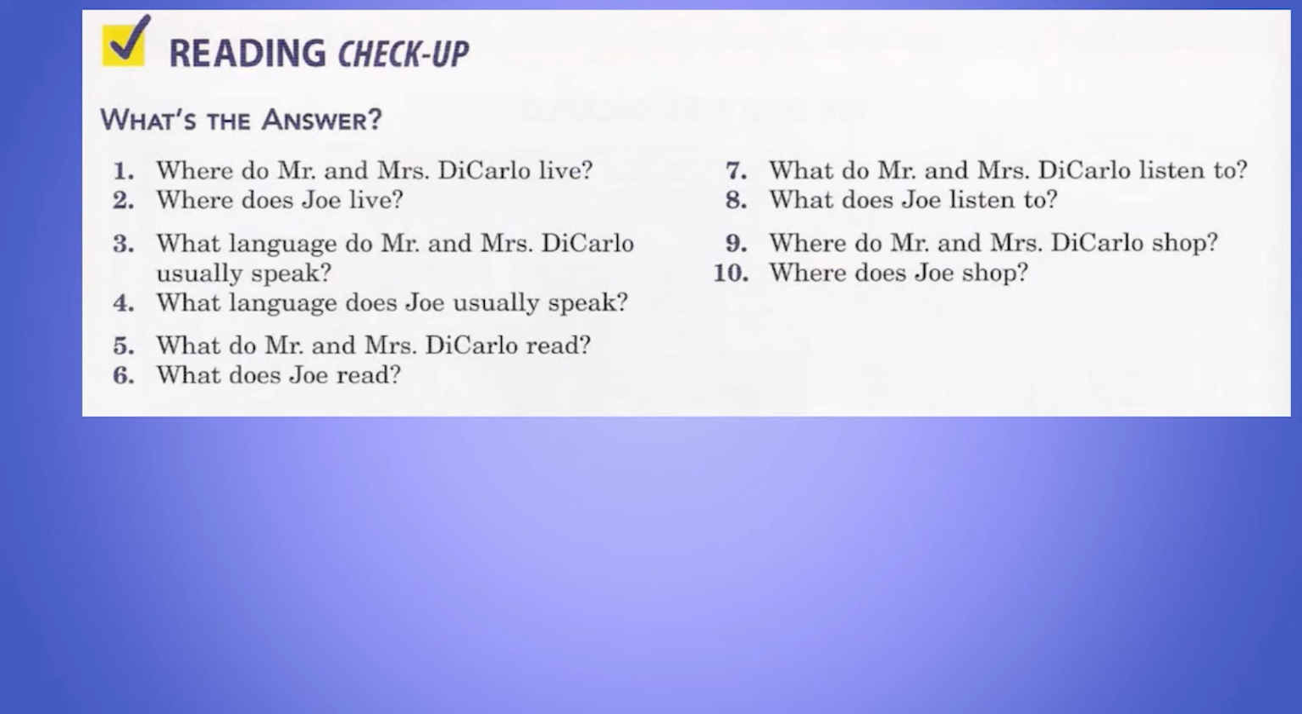Number 6. What does Joe read? He reads American newspapers. Number 7. What do Mr. and Mrs. Dicarlo listen to? They listen to Italian radio programs. Number 8. What does Joe listen to? He listens to American radio programs.